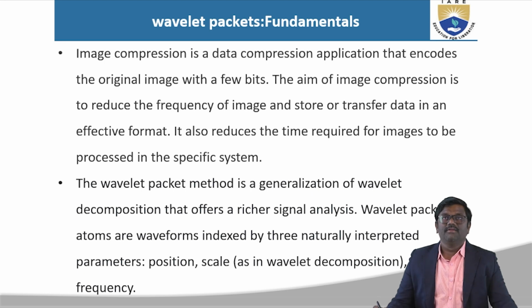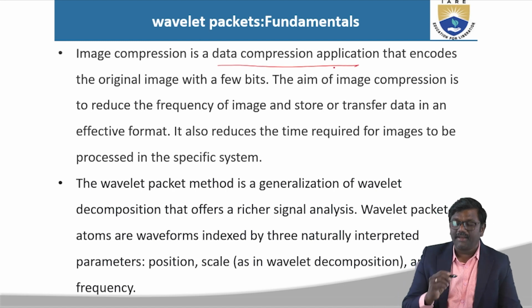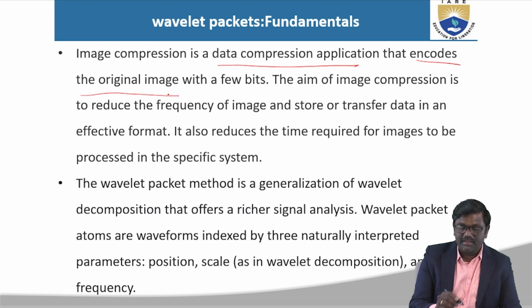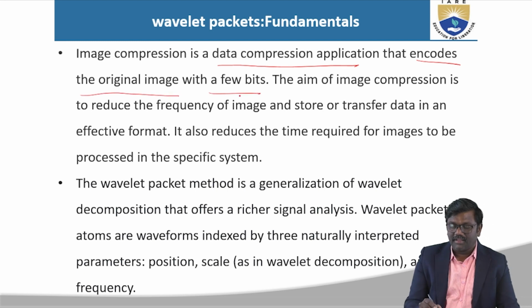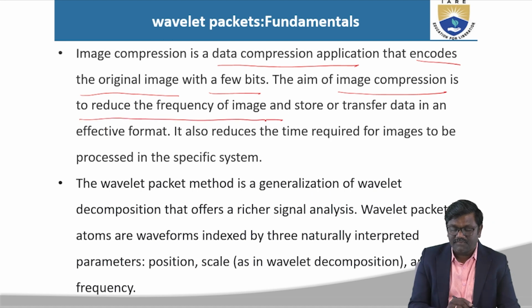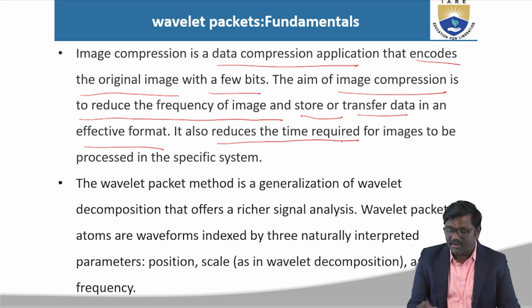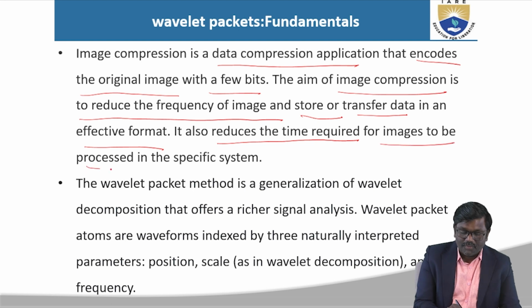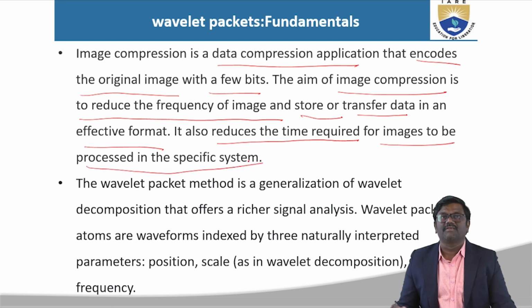The signal is an image, kept in terms of a data compression application that encodes the original image with a few bits. The aim of image compression is to reduce the redundancy of the image and store or transmit the data in an effective format. It also reduces the time required for images to be processed in a specific system.